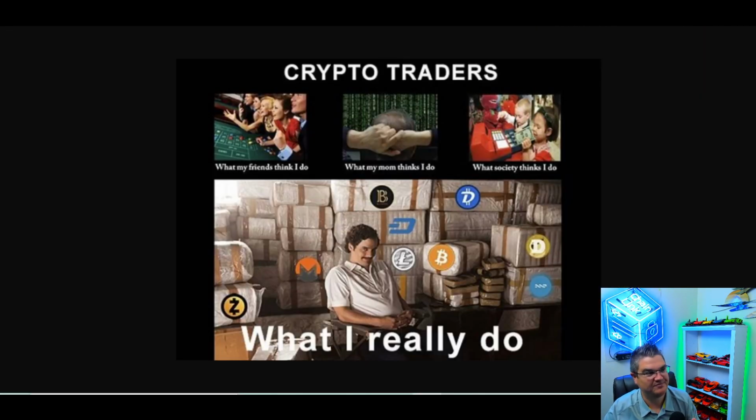Crypto meme of the day. Pretty true. But you can tell this is old because look at the coins on there.